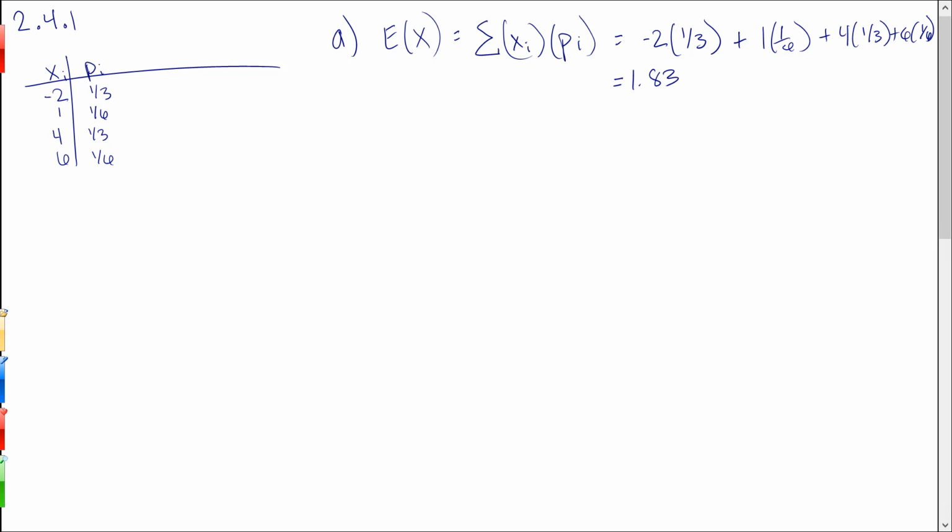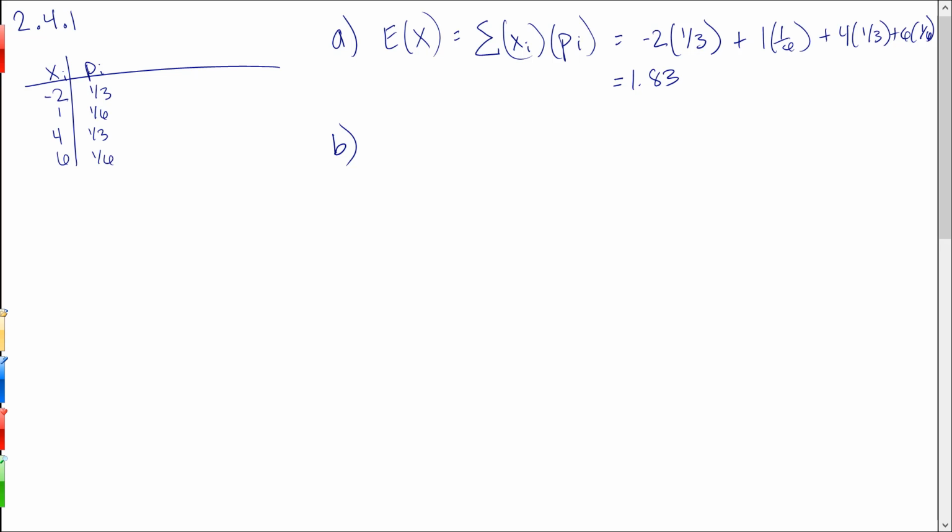I got 1.83 as a decimal because when I put it in my calculator, I usually get decimals. I prefer decimals. It's the same thing as what the textbook got, they just did fractions. You are welcome to leave it in fractions or decimals. I just feel like decimals are easier to see and visualize.